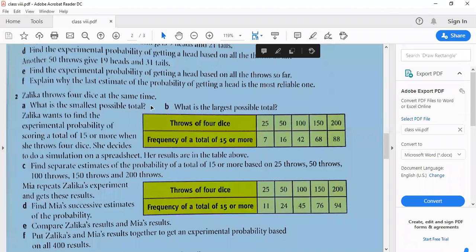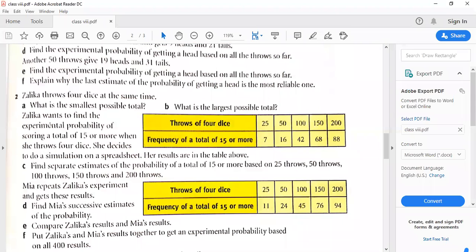Smallest is 4 and the largest is 24. Okay, now question number C. Zelika wants to find the experimental probability of scoring a total of 15 or more when she throws 4 dice. She decides to do a simulation on a spreadsheet. So her results are in a table above, like this, okay?